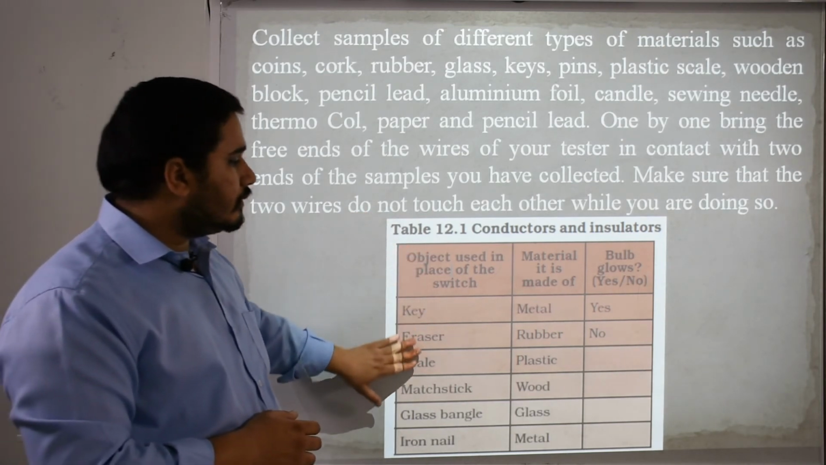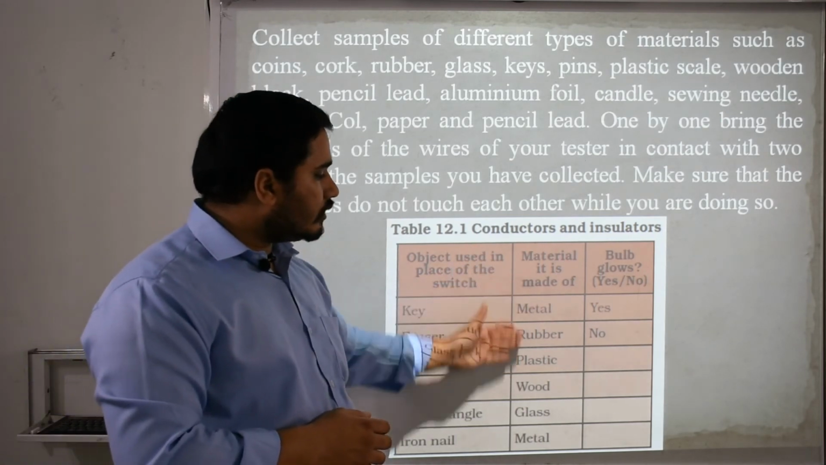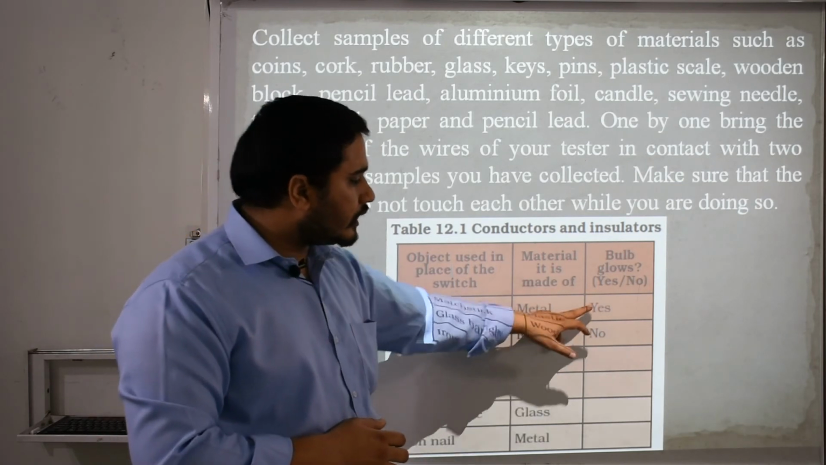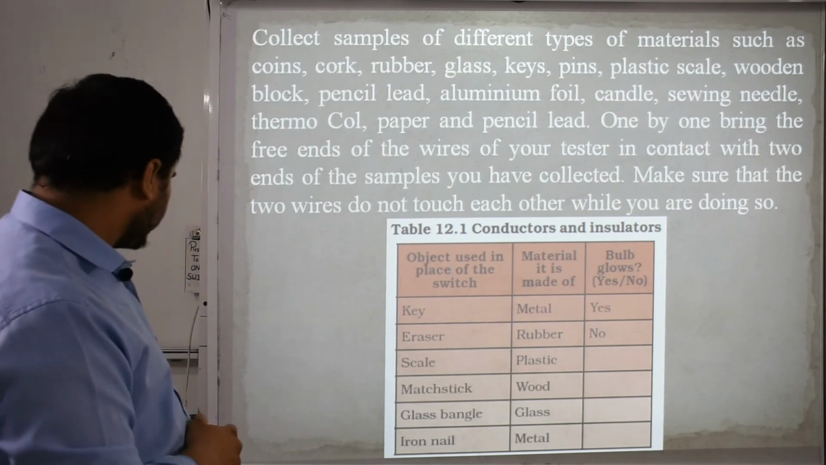So the table will be mentioned here. Don't go by the name only, just consider the material of which they are made. Those materials which contain metals are the ones where you get the answer yes for the bulb glowing. Others will give you the answer no.